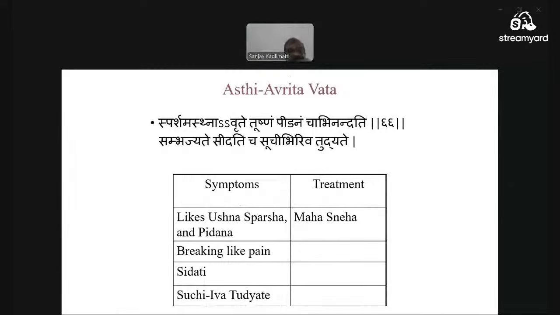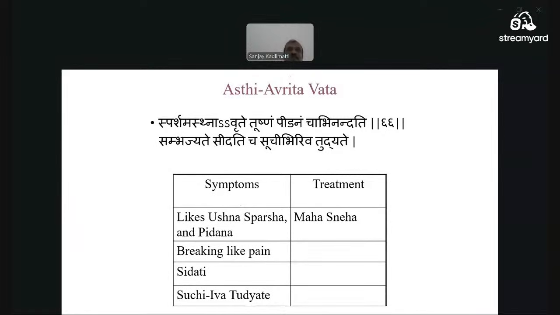Astyavrata Vata. Sparsham, Asnam, Avrate, Tushnam, Pedanam means the patient desires to be touched by warm things and pressed. Like the elders in the family, they will ask the grandchildren to press their legs and hands, a comfortable massage. So in Astyavrata Vata, naturally Asti and Vata are Ashraya Ashraya Bhava.